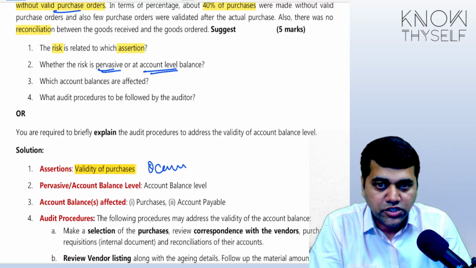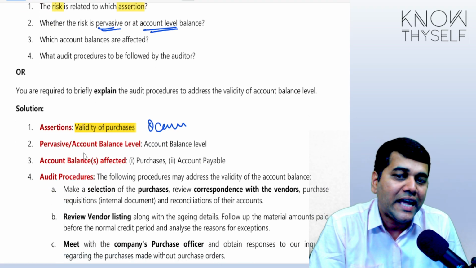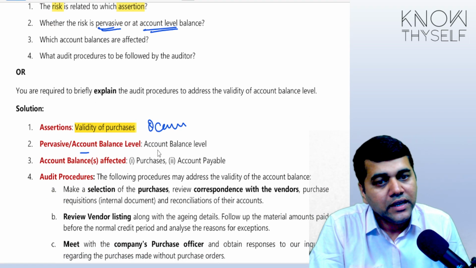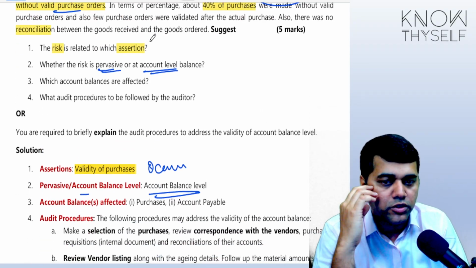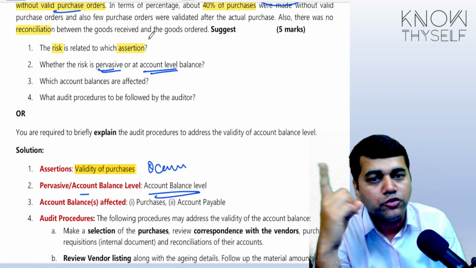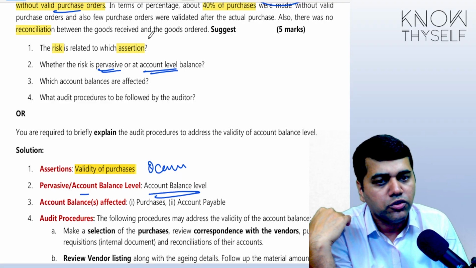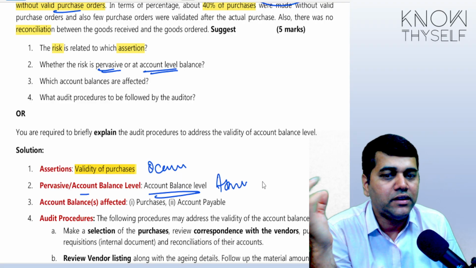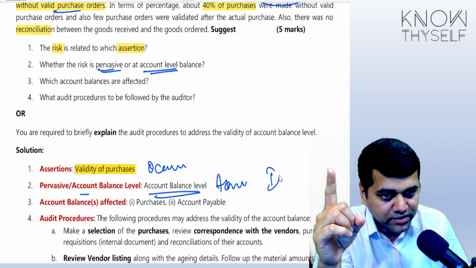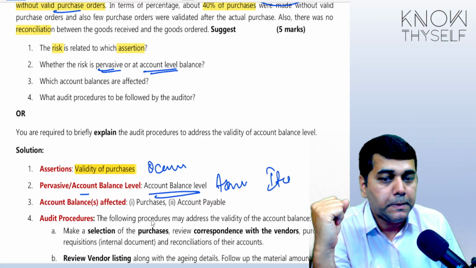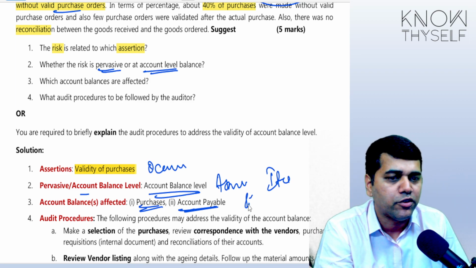Now they asked you, this particular fake purchase, is it an overall risk or an account balance risk? It is an account level risk, because if your purchases are accounted without a purchase order, tell me students, will your equity balance, your fixed assets, your security deposit go for a toss? No. So this is called an assertion level risk or account balance risk. Now, which items are affected? Purchases and only accounts payable. Only 2 things will get affected. Maybe you can add inventory also.